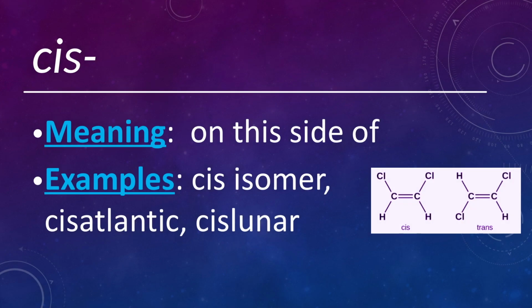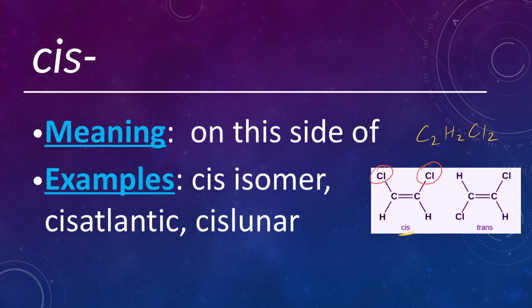Cis means on this side of. So a cis isomer is a compound with the same chemical formula. So we have C2H2Cl2 in this case. But the cis isomer, the chlorine atoms are on the same side of this carbon-carbon double bond versus the trans isomer we'll talk about in a minute.